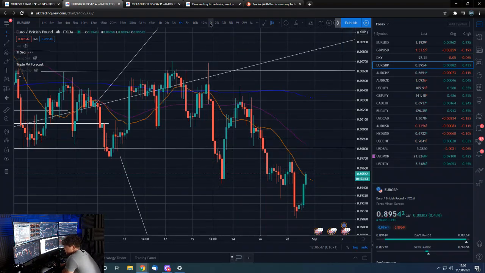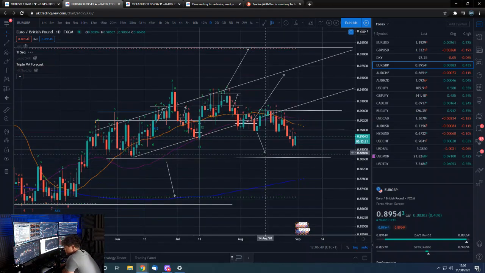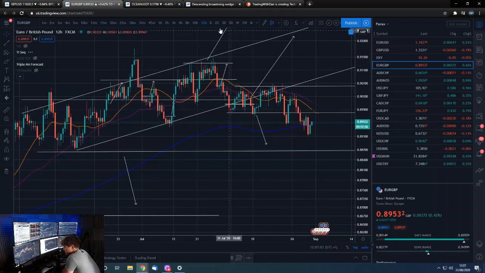Euro pound. Let's go to the daily. Euro pound again, obviously looking more toppy than the other ones. This has lost this horizontal, coming down, sort of in no man's territory on the daily. Is it coming for a back test, or is it just going to work its way down? My guess would be it's going to work its way down.